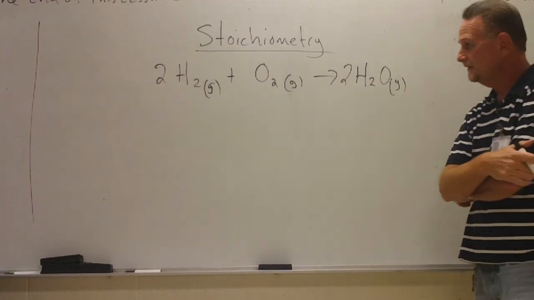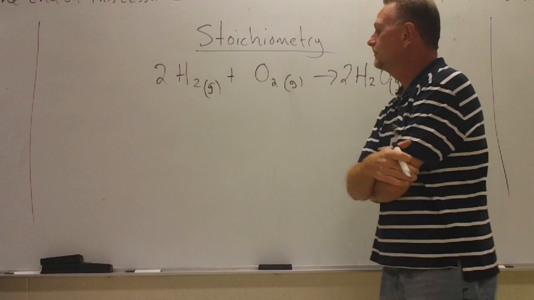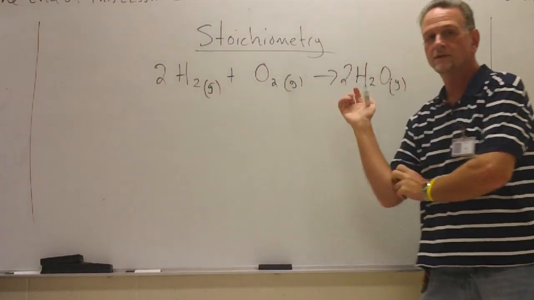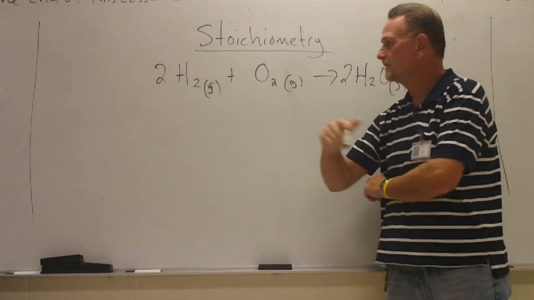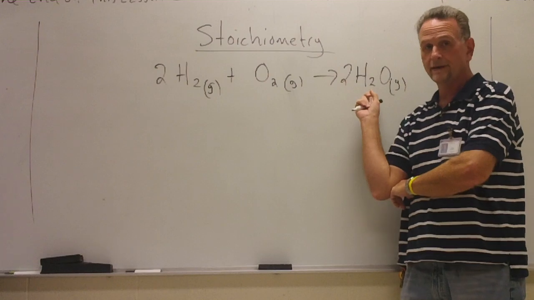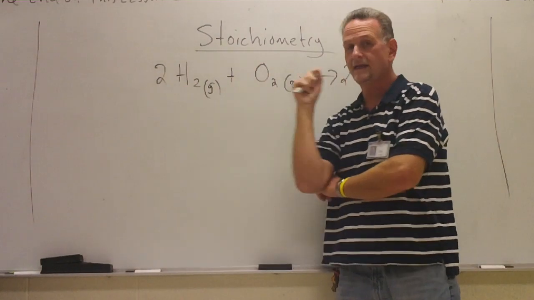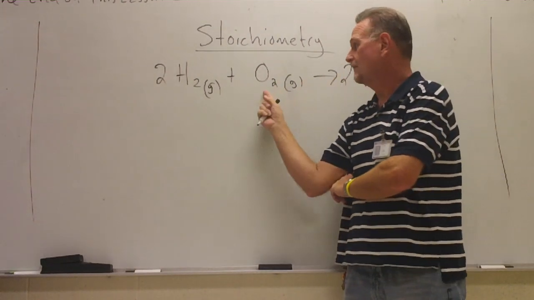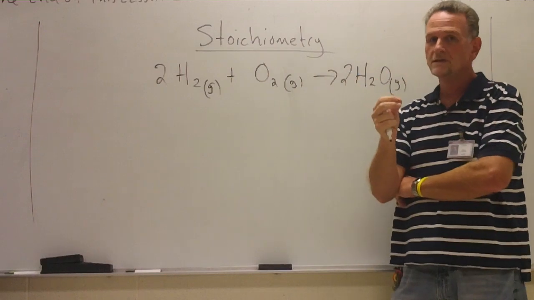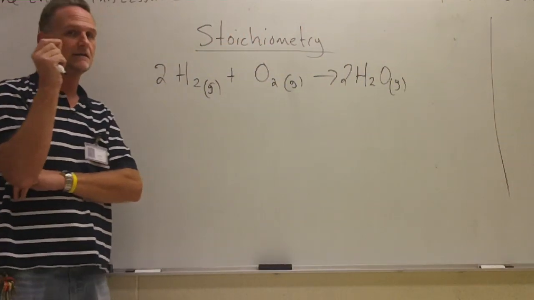Very good. Okay, so we would like to be able to make predictions about this chemical reaction, which we represent with the chemical equation. So let's say I'd like to produce a certain amount of water from this reaction. How much hydrogen would I need to do that? Or possibly how much oxygen would I need? Well, we can use moles and the method of stoichiometry in order to answer that question.